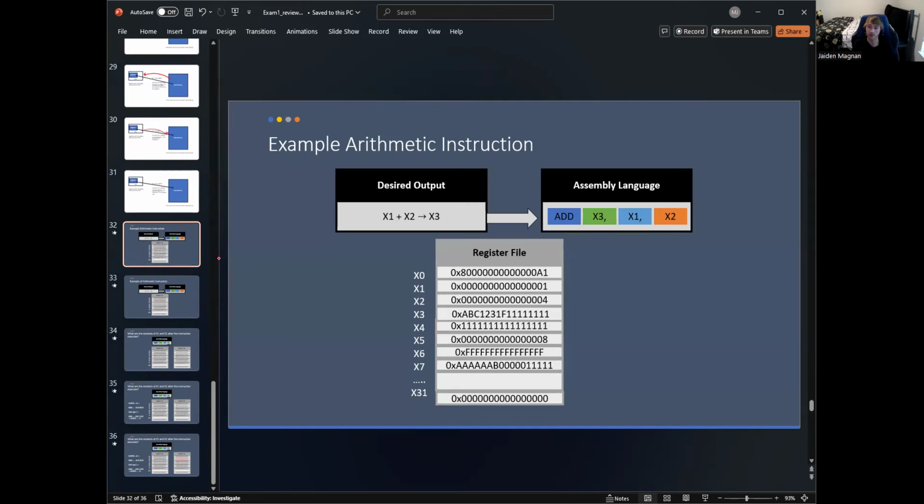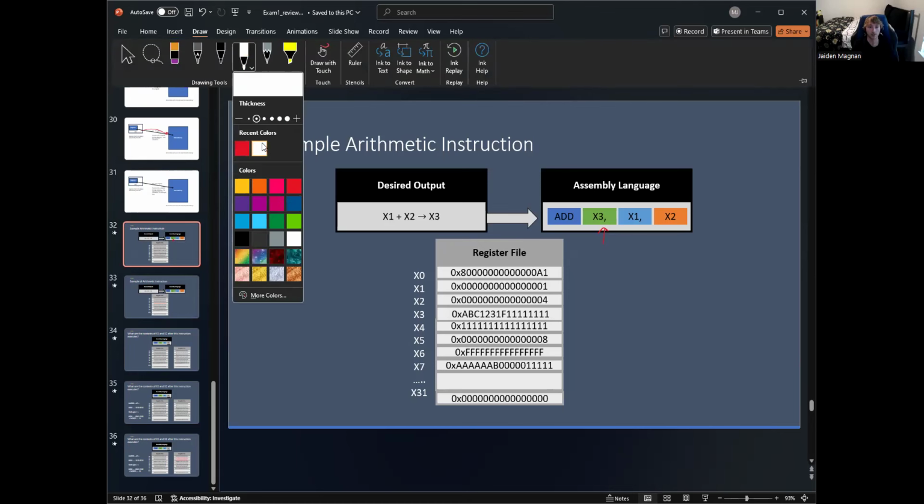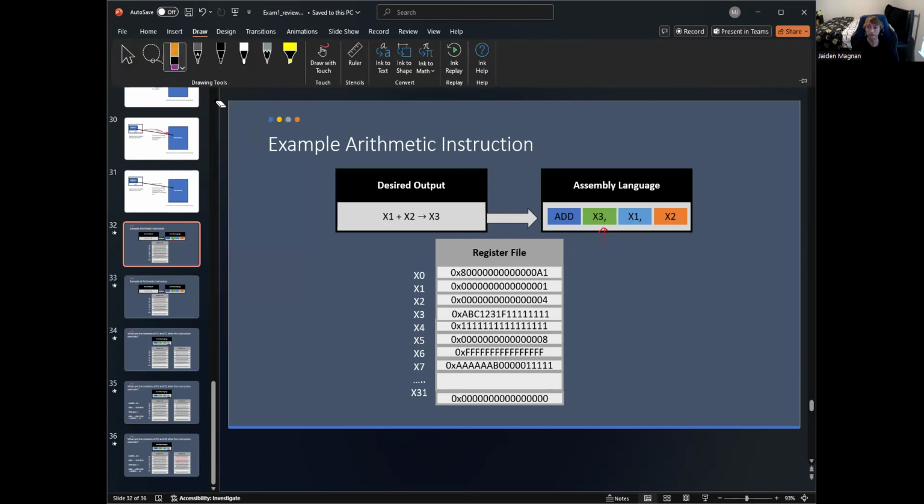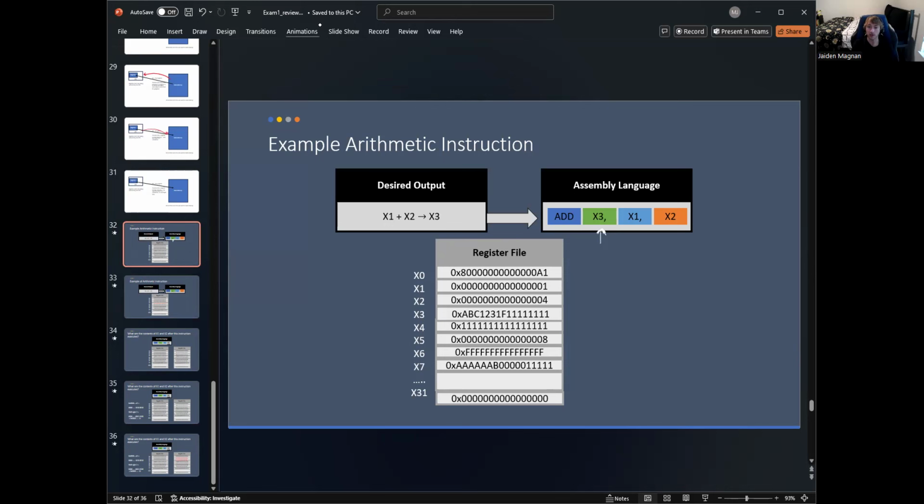So next, what you have to understand is how simple assembly instructions work. Let me put white, I think it'll be easier to read. So this X3 here, this first number is basically always your destination register. This is where the output of these two operands is going. So when we do X1 plus X2, it goes into X3, into this register.